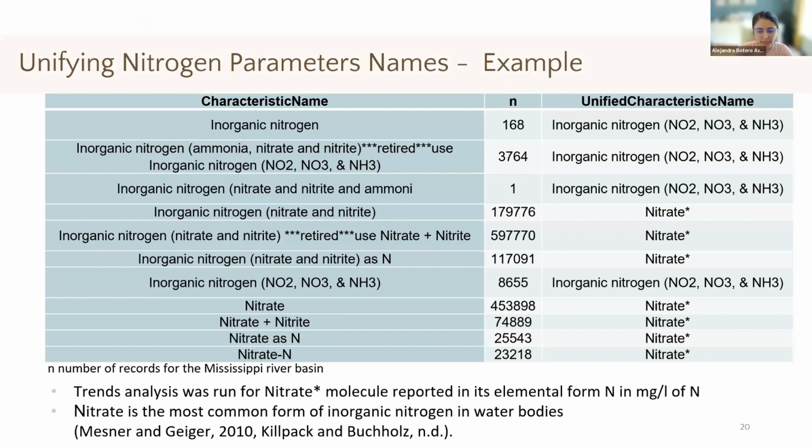So here I'm showing an example of the unification of the nitrogen parameter name. So we can see how in the left column we have the original characteristic name from the multi-source data set, and in the right column we have the harmonized unified characteristic name. So in our case, we decided to work with the nitrogen reported in milligrams per liter, and we decided to use this parameter because it's the most common form of nitrogen and is highly soluble.